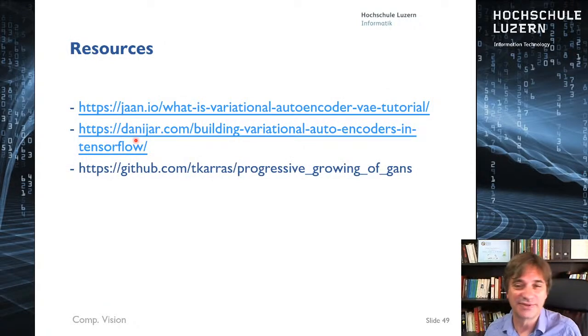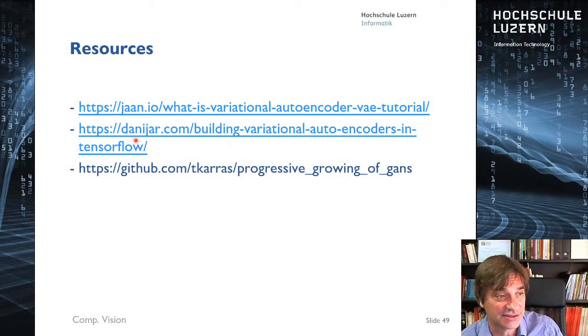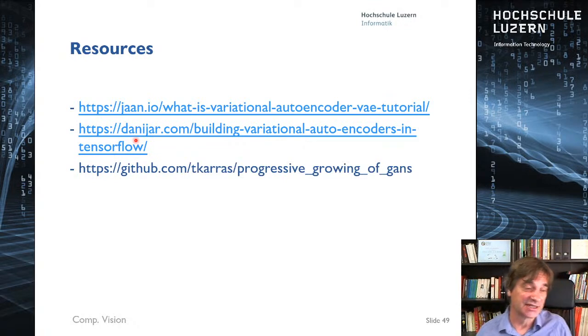Okay, here are some more resources if you want to read a bit more about the variational autoencoders, or also the GAN example that used those vector math operations here.